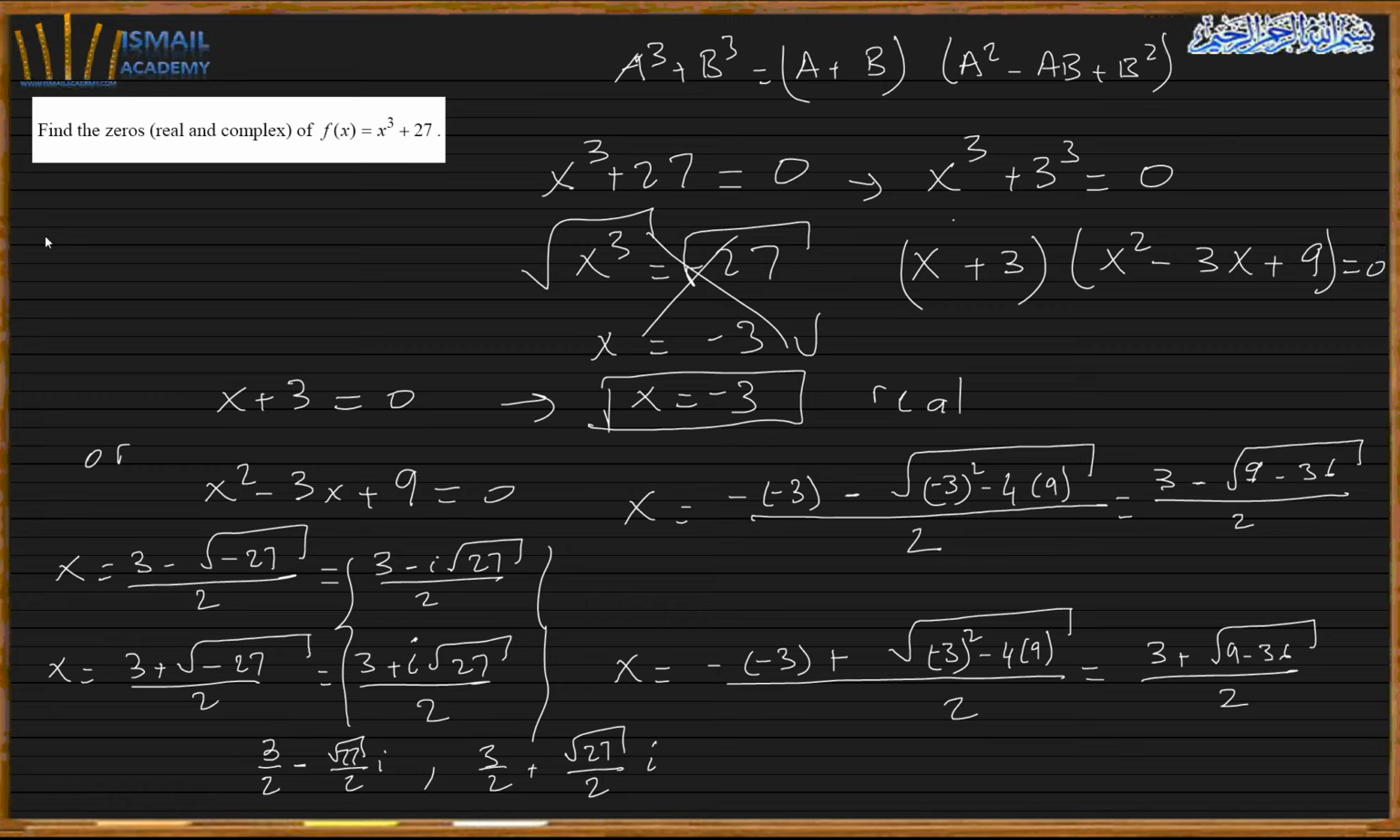And this is my real solution. So let me write it down here. My real solution will be x equals minus 3, and my complex solution, I'm going to use this notation, which is going to be 3 over 2 minus, if I simplify this, 3 square root of 3 over 2i, and here I have 3/2 plus 3 square root of 3 over 2i, and those are my two solutions. The first is real and the last two are complex.